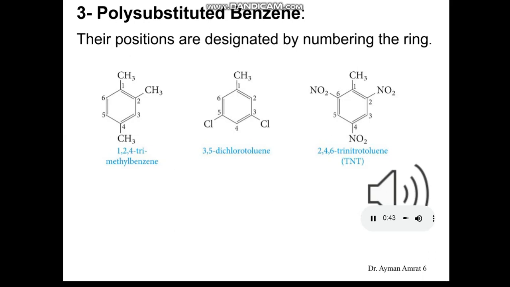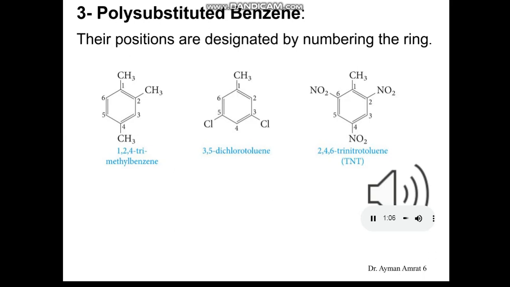For the second example, there are 3 substituents, 1 methyl and 2 chloro. Give carbon number 1 to the methyl group because it is toluene, and this compound is a disubstituted toluene. So the compound is named 3,5-dichlorotoluene since the carbon bearing the methyl group is carbon number 1.